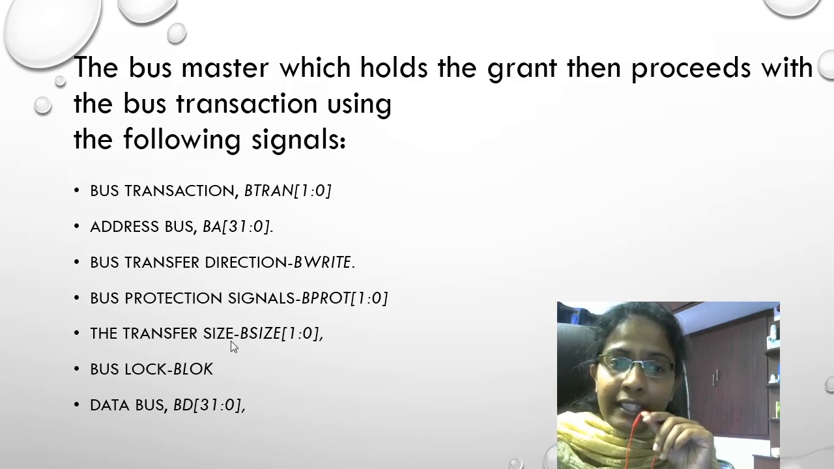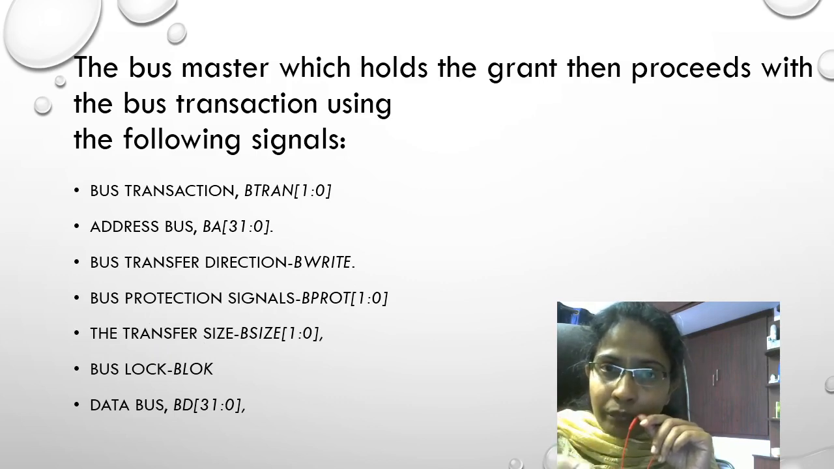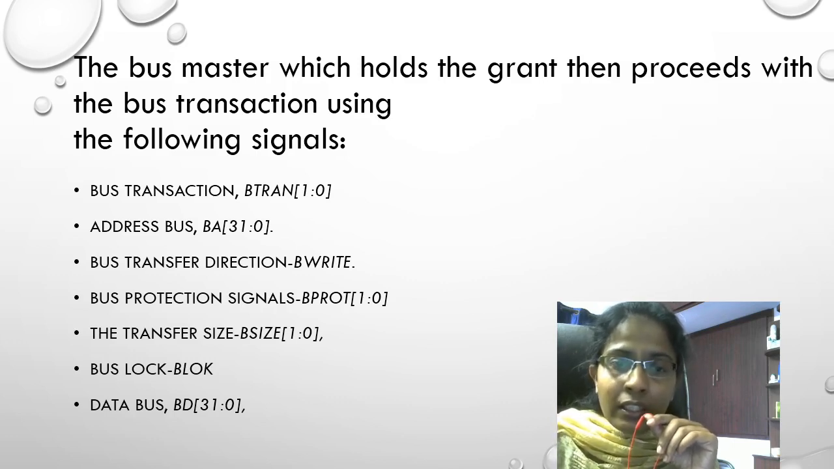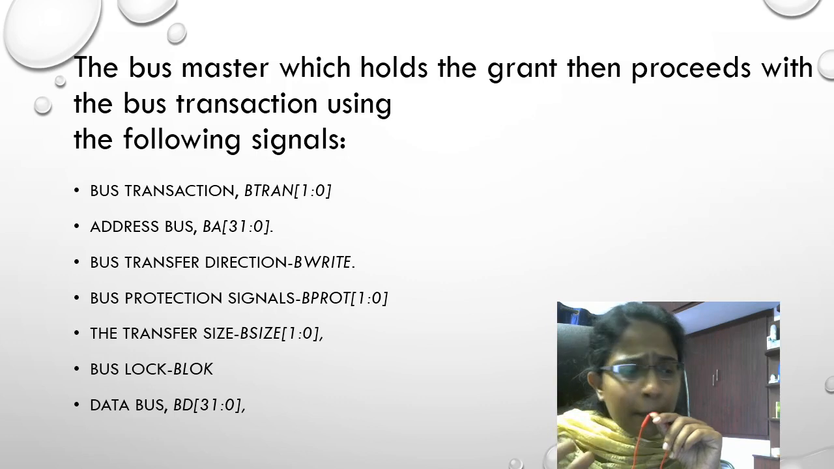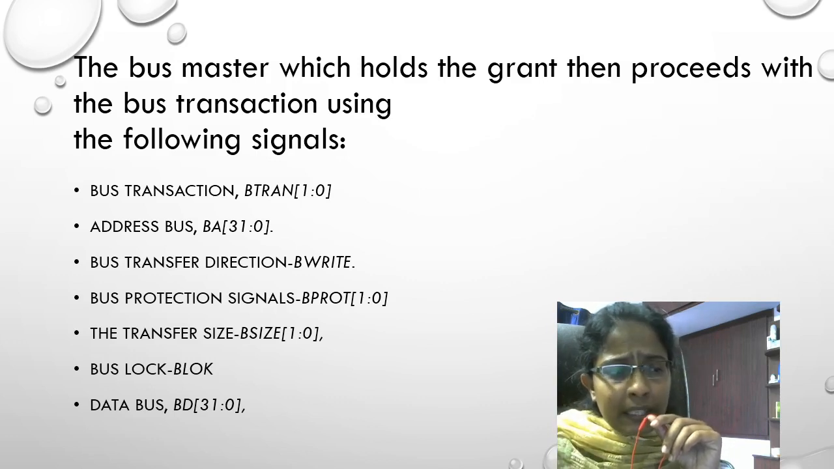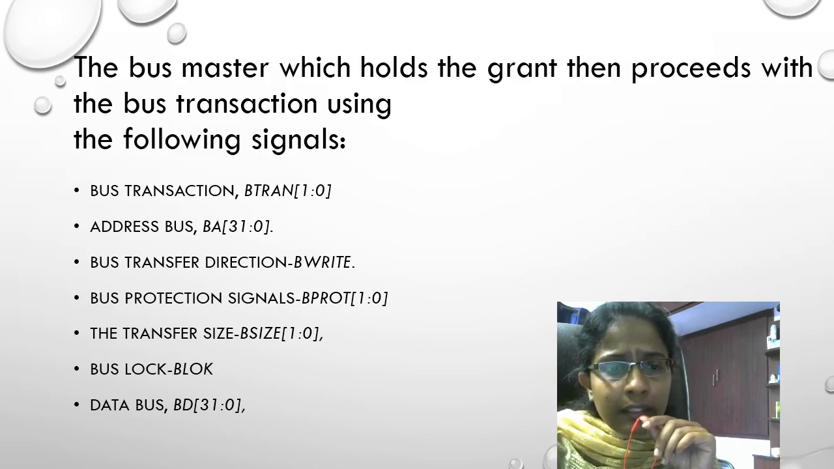This information is given by the bus protection signal. And the transfer size, the bus size: as we already know, the ARM core supports data types like byte, half word and word, so the size we are going to use also has to be mentioned here. And bus lock: when this lock signal is initiated, the master will retain the bus, and at that time the lock signal is given to the slave. And the last one, the data bus, through which I can transmit the data.